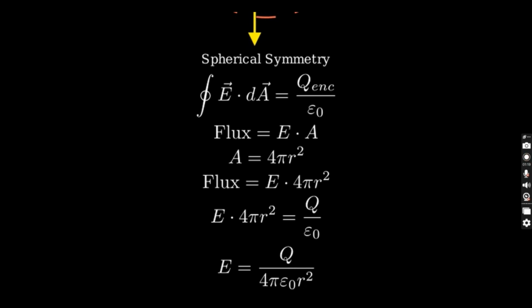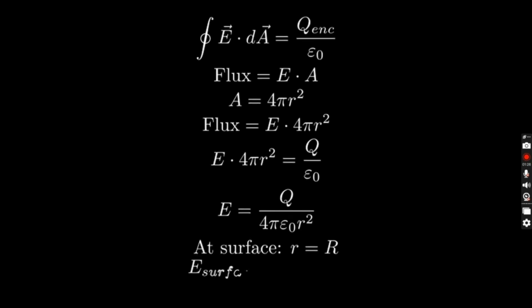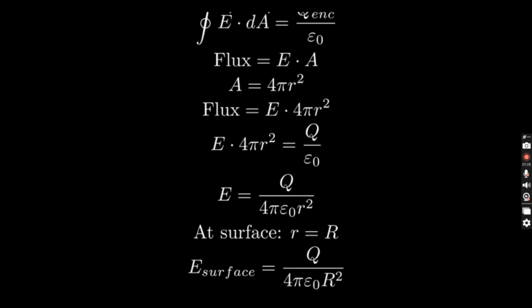What about the field on the surface of the shell? When little r equals capital R, we simply substitute R for r in our equation. This gives us the electric field on the surface as Q over 4 pi epsilon naught R squared.